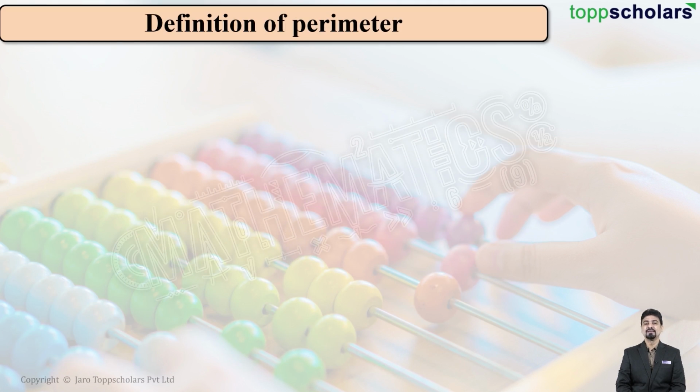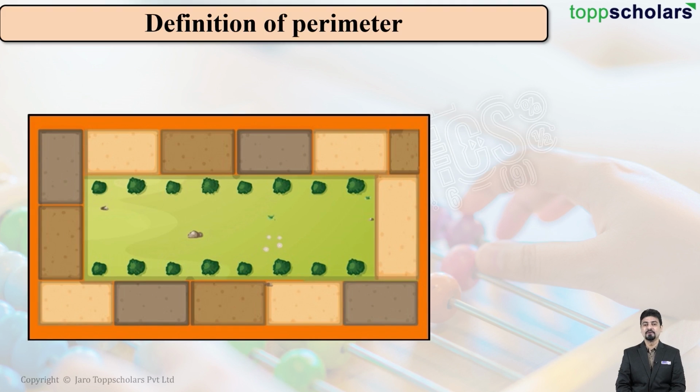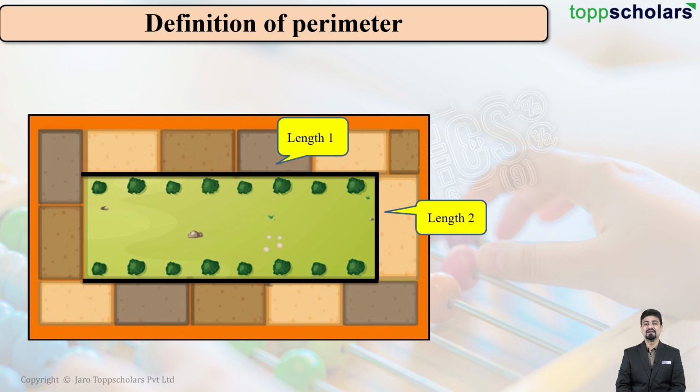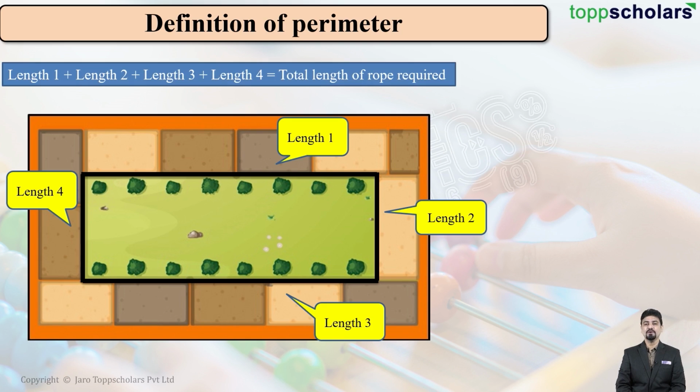Let us help them calculate the length of the rope for the boundary of the playground in the center. The playground has this as length 1, then length 2, the third length, and one more length 4. The boundary has 4 lengths. Measuring each length will give us the length of the rope. So addition of lengths 1, 2, 3 and 4 is the total length of rope required.